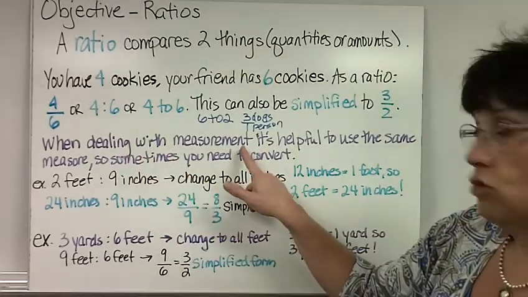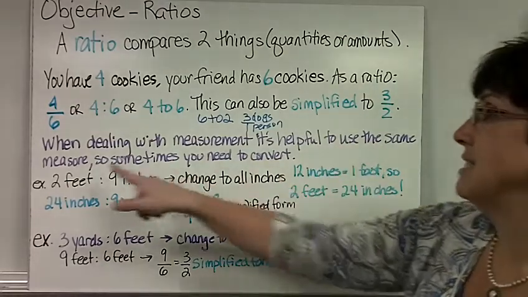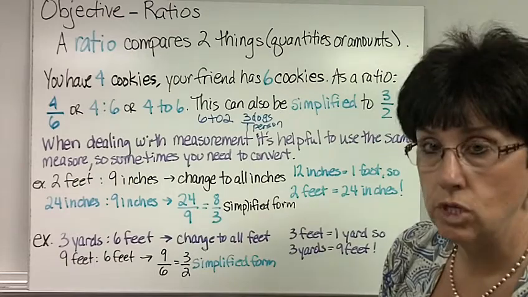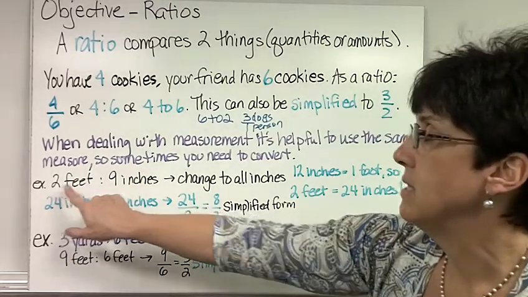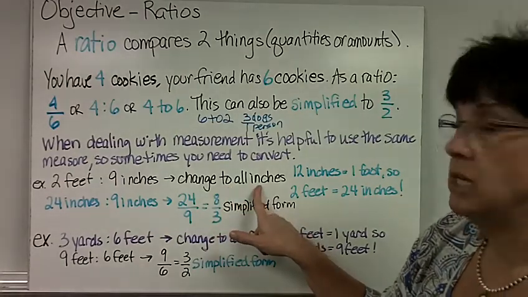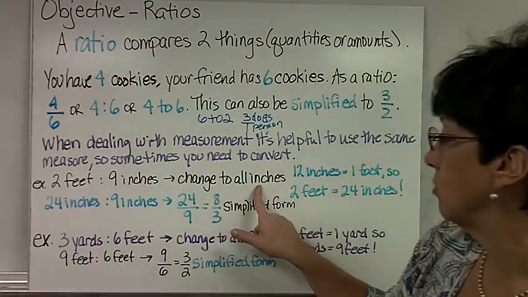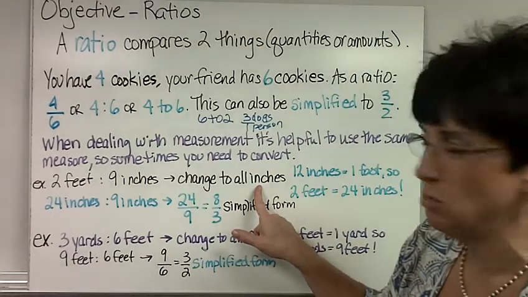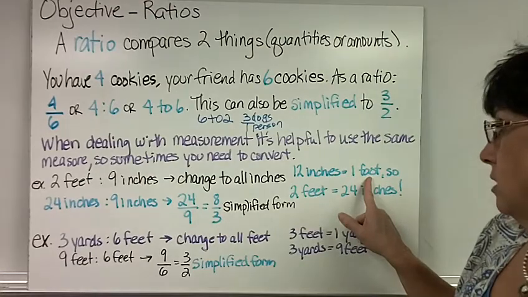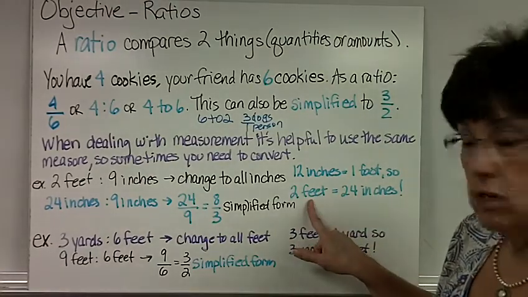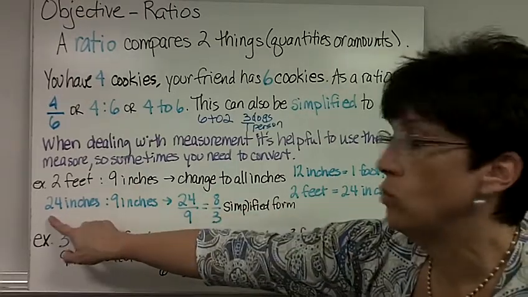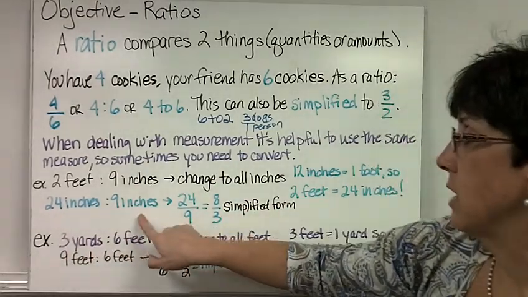When you're dealing with measurement, it's helpful to use the same measure. So sometimes you need to convert your ratios. For example, if I said 2 feet to 9 inches, you would want to change everything to inches. You always change to the smallest measurement. Otherwise, you'll end up with a decimal. So you know that 12 inches is 1 foot. So 2 feet, 2 times 12, would be 24 inches. So you could rewrite your ratio 24 inches to 9 inches.